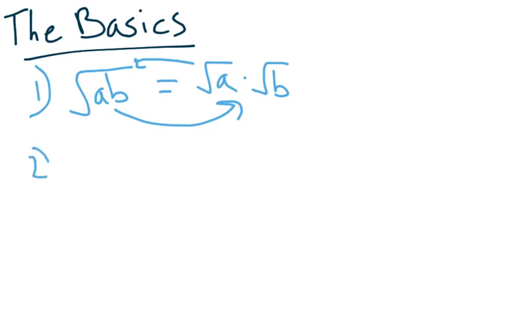The second basic rule is that the same thing applies for fractions. So if we have the square root of a over b, we can focus on the square root of a over the square root of b to help simplify it. So that's fair game to do as well.